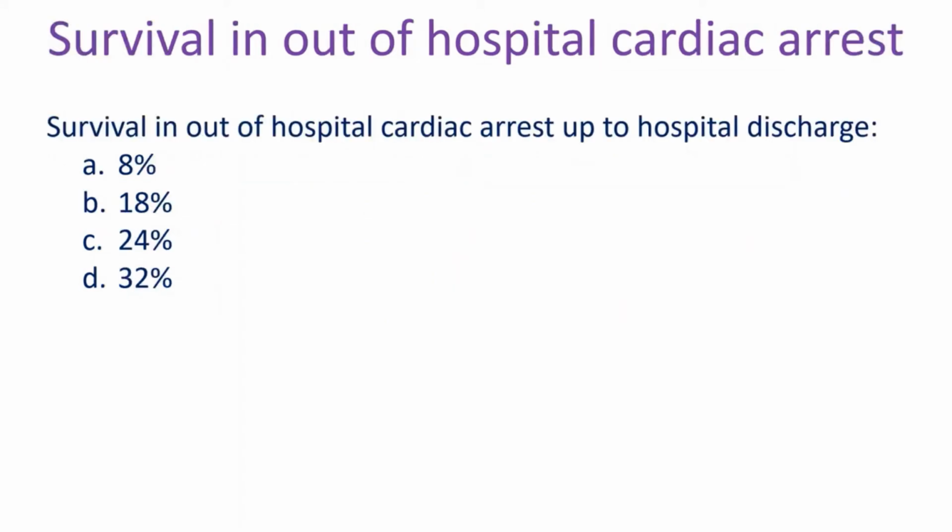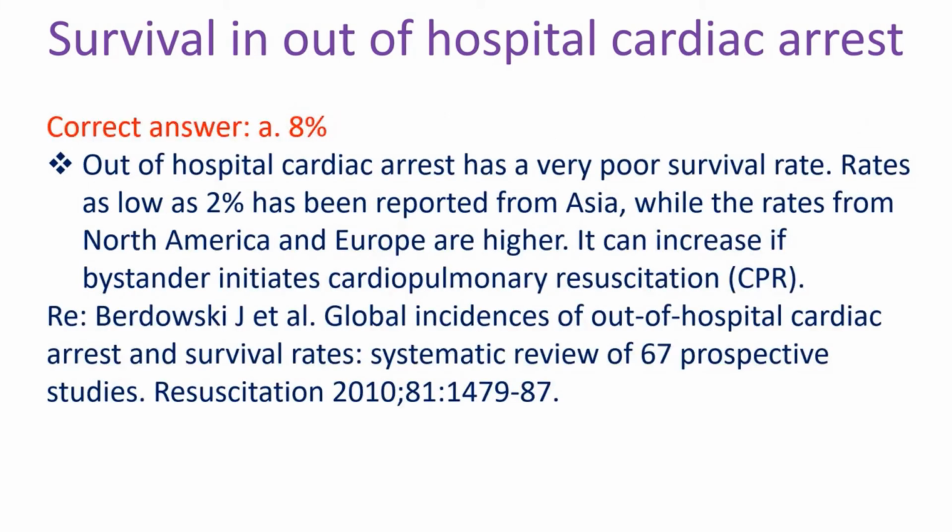Survival in out-of-hospital cardiac arrest up to hospital discharge: A. 8%, B. 18%, C. 24%, D. 32%. Correct answer A. 8%. Out-of-hospital cardiac arrest has a very poor survival rate. Rates as low as 2% have been reported from Asia, while the rates from North America and Europe are higher. It can increase if a bystander initiates CPR.